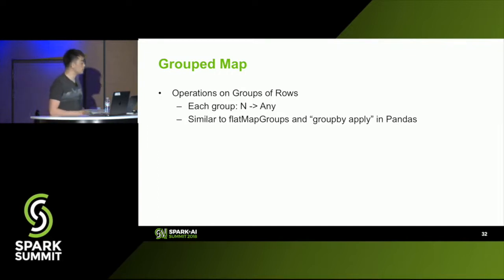The group map UDF is a little bit complicated, but it also kind of makes sense. The idea of group map UDF is it's an operation on a group of rows. And the UDF operates on each group, and it maps the rows to any number of rows and columns. So it's just a very, very high-level map operation. This is similar to flatMapGroups in Spark SQL, if you're familiar with that, or groupby apply in Pandas, if you're familiar with that one. This is actually a very common operation and supported by a lot of tools and languages.